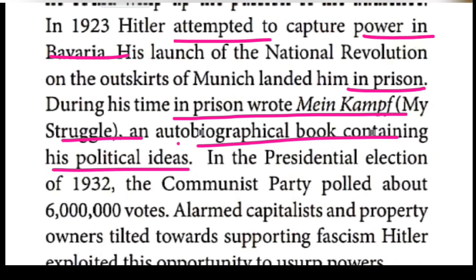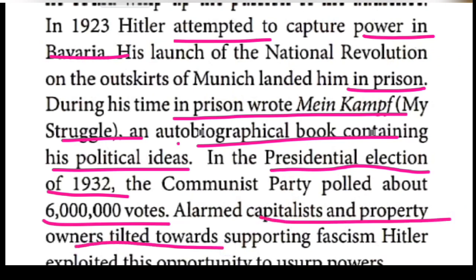Okay. So in the year 1932 in Germany, they conducted the presidential election. In that election, the Communist Party polled about 60 lakh votes. So the capitalists and property owners tilted, what is the meaning of tilted? Do you have any idea? Moved towards supporting fascism.